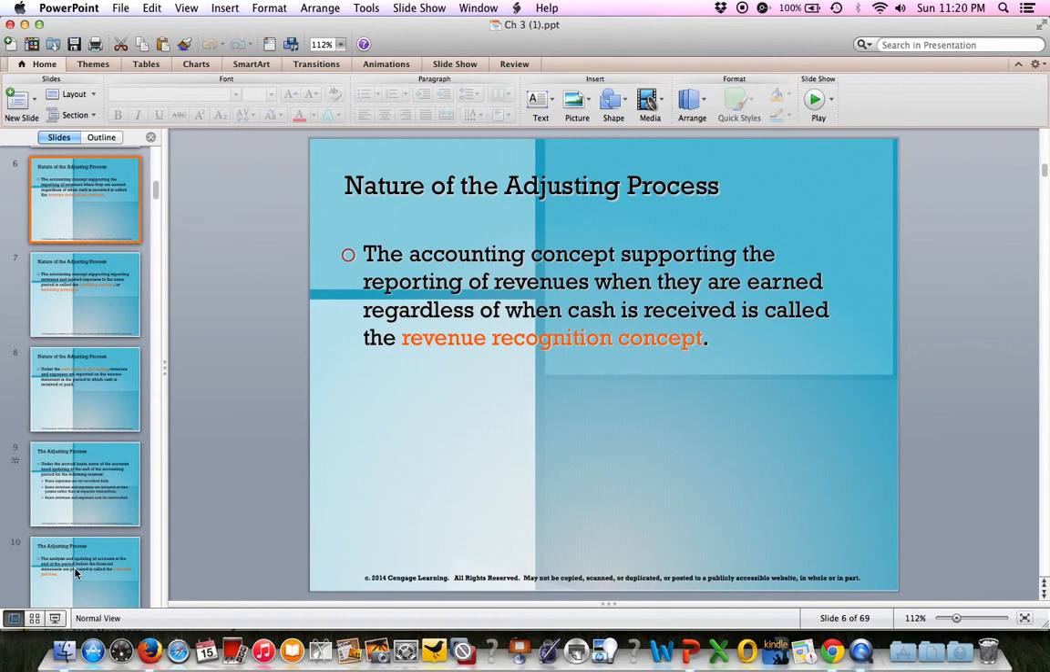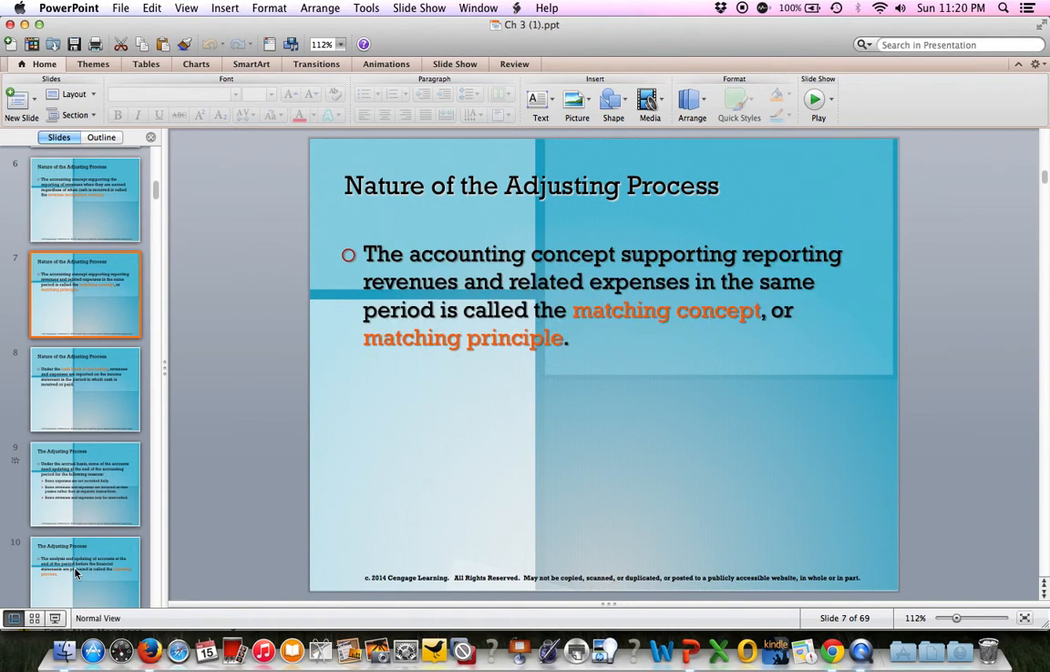Okay. So it says the revenue recognition concept is basically focusing on when revenues were earned, regardless of when the cash part of it happened. So we focus on the earnings process as opposed to the cash collection process. It says the accounting concept is reporting revenues and related expenses in the same period. It's called the matching concept or the matching principle. And so matching just means for every revenue earned during an accounting period, we also have some kind of expense also. Okay, so revenues earned to expenses incurred in the same accounting period.